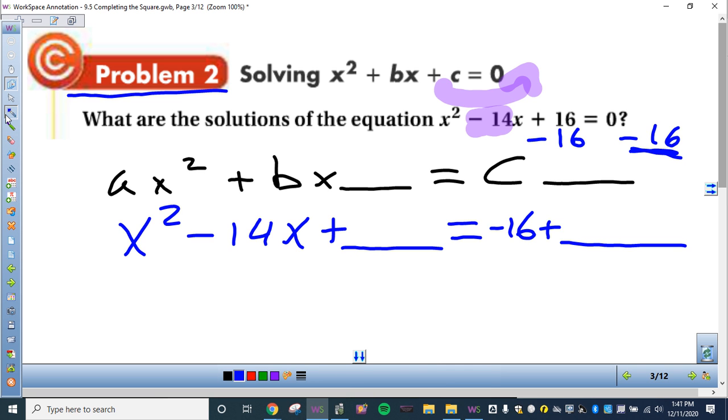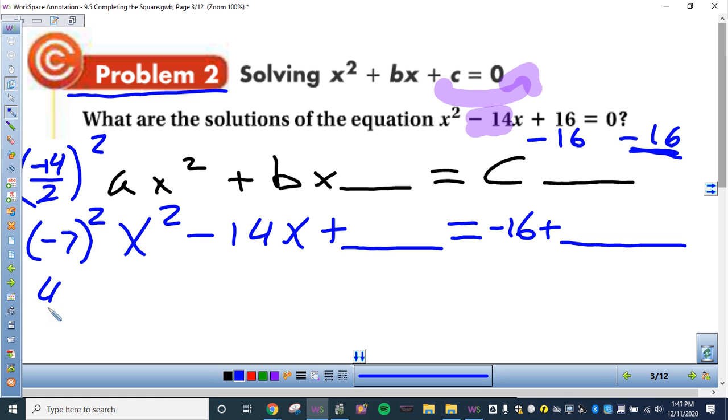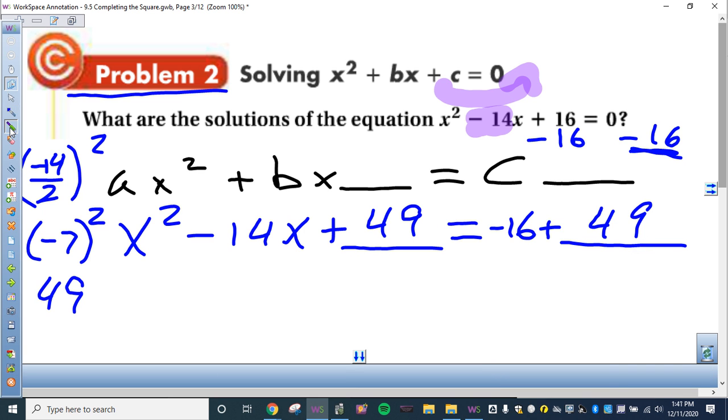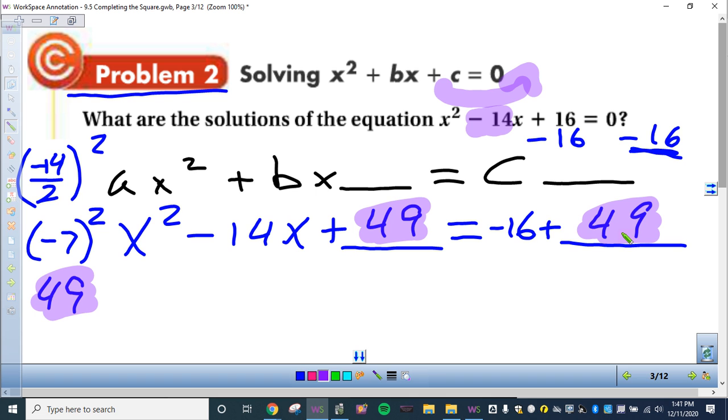So we do the b over 2 squared thing, so negative 14 divided by 2 squared, be negative 7 squared, which is positive 49. So we're going to add a 49 to both of our blank spots here. Remember, you use highlighter, organized use of color, you can tell where the 49 is. Did somebody have a question? I heard a little bling, but I don't see a little hand up.